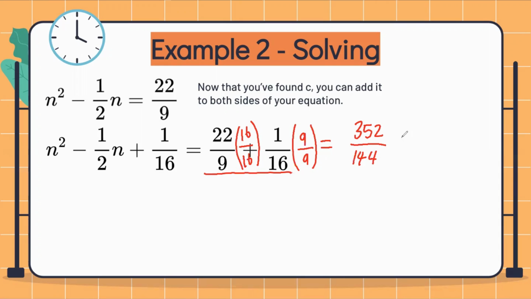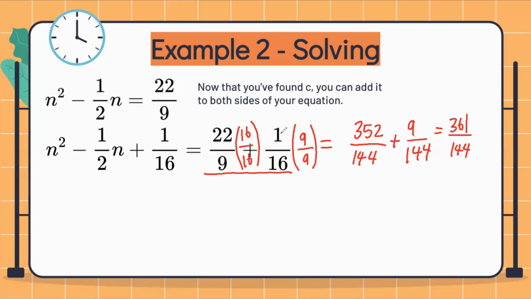Then you're adding this to 1 over 16. 1 times 9 is just 9. And then 16 times 9 would be 144. And now that you've found a common denominator, all you have to do is add 352 plus 9. That would give you 361 over 144.